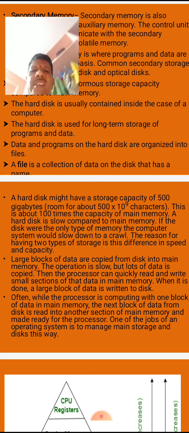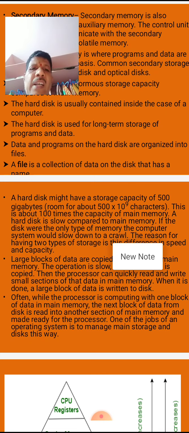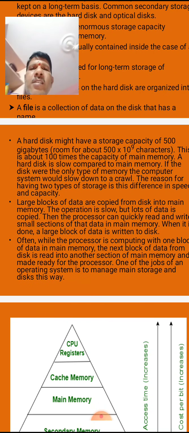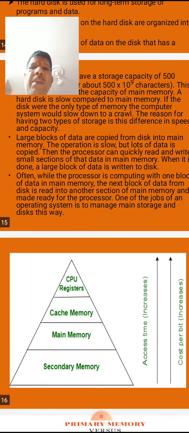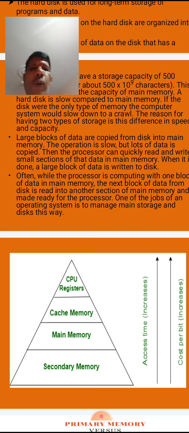This is about 100 times the capacity of main memory. A hard disk is slow compared to main memory, otherwise the computer system would slow down to a crawl. The reason for having two types of storage is these differences in speed and capacity. Large blocks of data are copied from disk into main memory. The operation is slow, but lots of data is copied. Then the processor can quickly read small sections of the data in main memory.